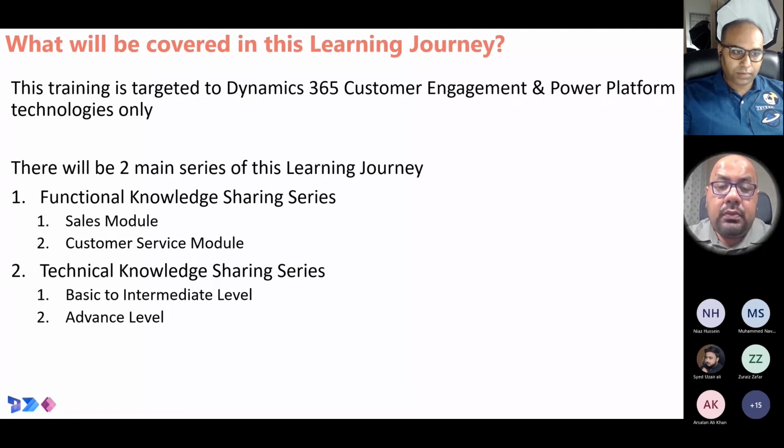There are two fundamental series that we are going to look into in this learning journey. One is the functional series, which is very mandatory to adopt any product, so it will be covered at the early stage. In the next one month, we will talk only about the functionality of the modules that we are going to cover, in terms of sales management as well as the customer module. These are the two modules that we are going to cover as the functional part.